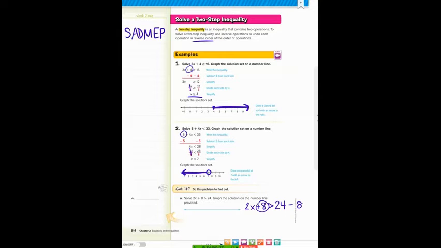24 minus 8 equals 16. Bring down your 2x and bring down your inequality symbol in the middle. Now we need to solve 2x is greater than 16.